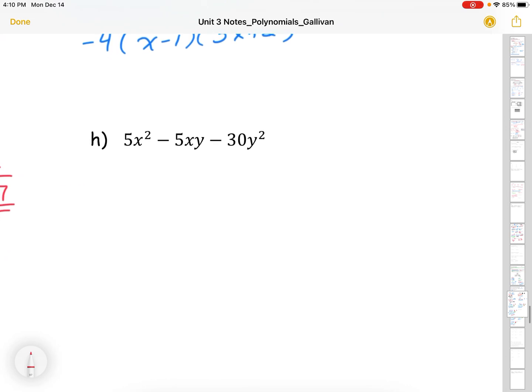It will work. It uses a lot of the same skills we use for the other. The only difference is that first operation, that multiplication. And sometimes it doesn't even matter. Like here, we have a GCF. Okay, so we can factor out from each term a 5. So x squared minus xy minus 6y squared.